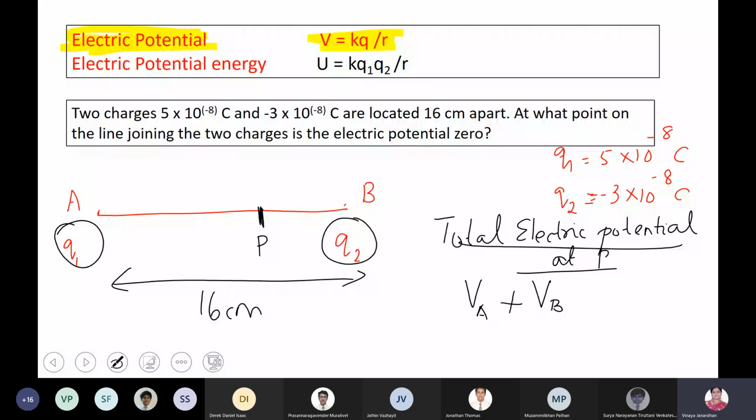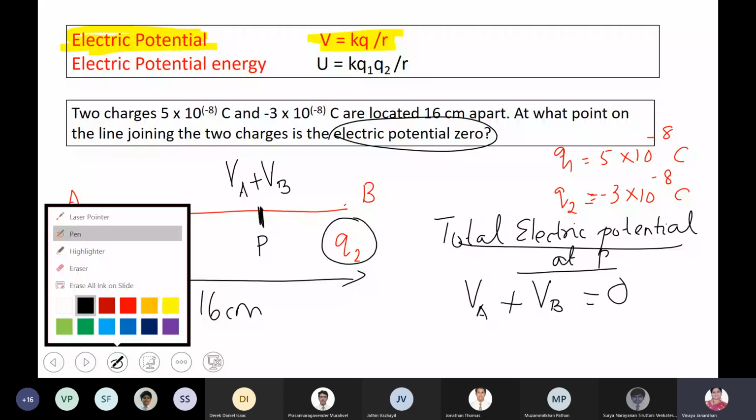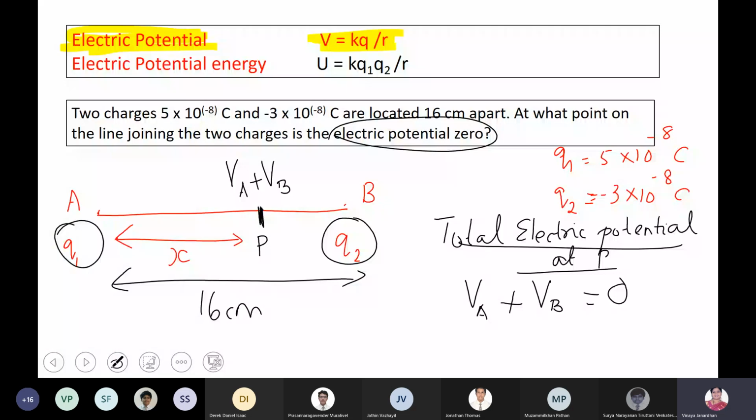Look at this. At what distance should the point P be along AB so that the total potential is 0? Let the point P be at a distance of x meter from point A. So what will be this distance? What will be the distance? 16 into 10 raised to minus 2 minus x.